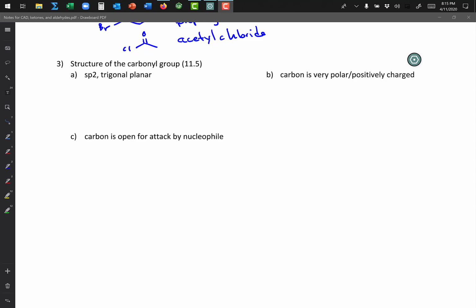So let's talk a little bit about the structure of the carbonyl functional group that's in the middle of all these different functional groups. So it's sp2 and trigonal planar. So what does that mean, right? So sp2 means that looks like this. So again, 3 groups, and it's flat, so all these atoms are in the same plane.